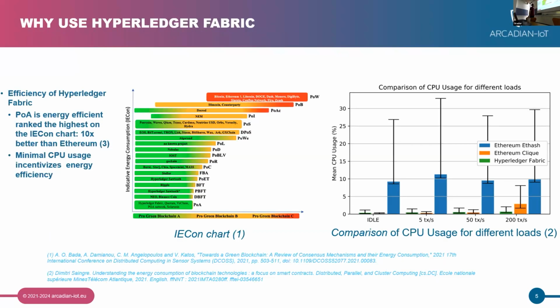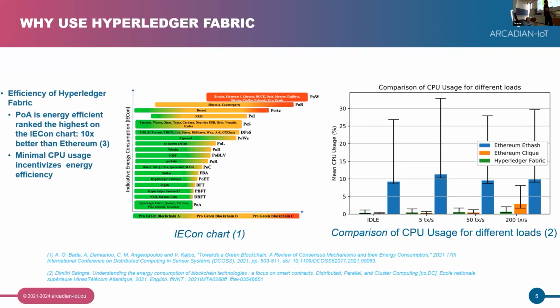We have a graphic on the Hyperledger Fabric efficiency. As you can see, Hyperledger Fabric is over there. It has a proof of authority consensus, so it doesn't have any kind of solving cryptographic problems like in other blockchain networks, such as Bitcoin and Ethereum, which are the top ones on the road. It has proof of work, which is high power consuming.